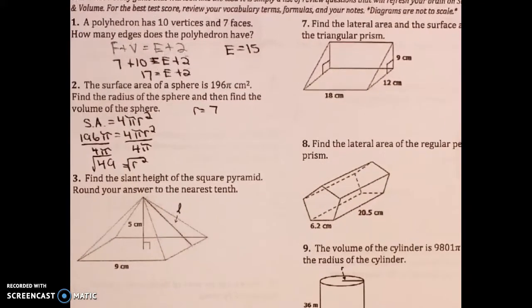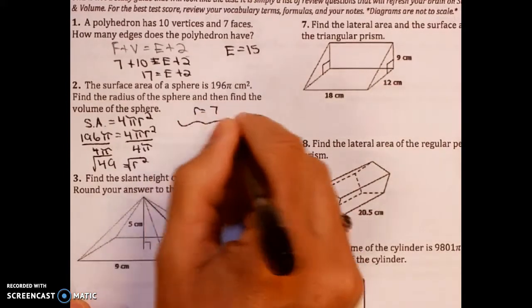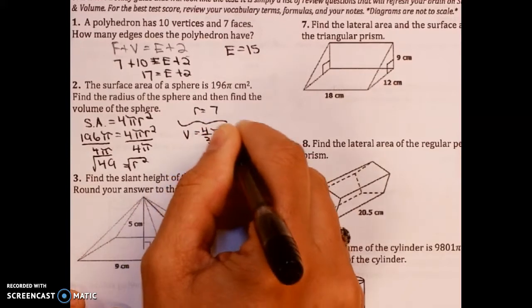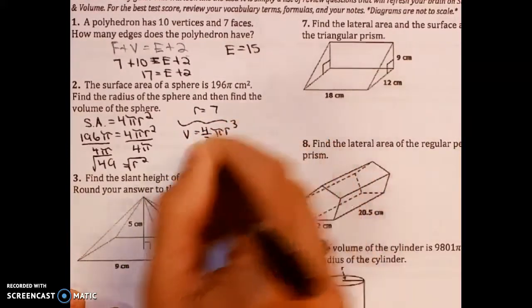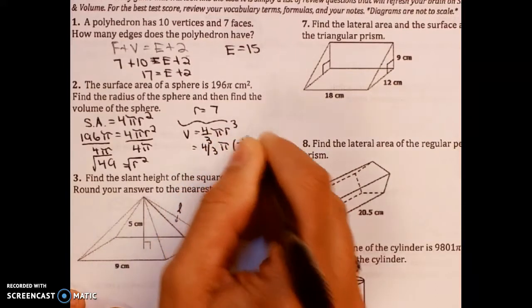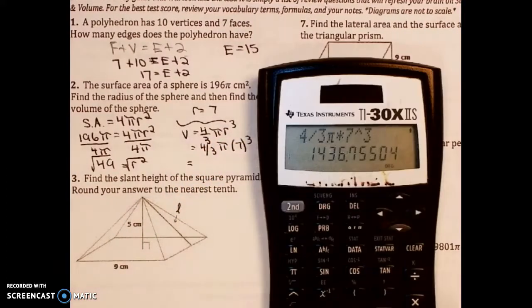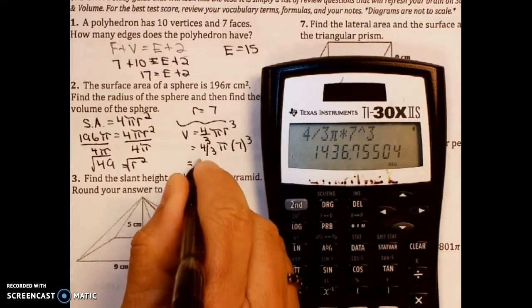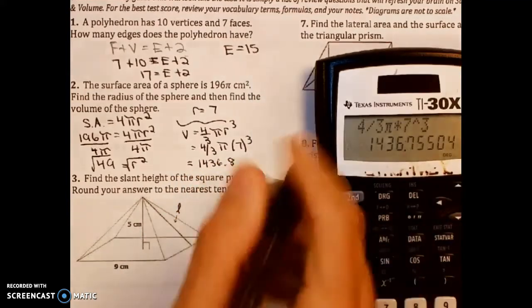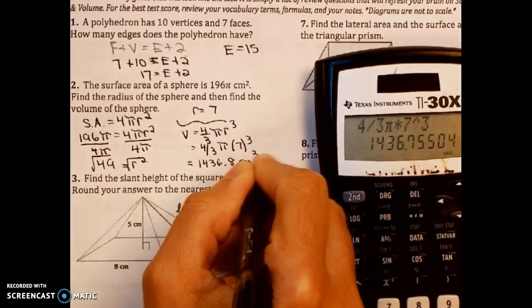So again, if you need to, look at your formula sheet. Our volume formula is 4/3 pi r cubed. So that would be 4/3 pi 7 cubed. Just showing you what I plugged into my calculator. When I take it to the nearest decimal, I get 1436.8, and that would be centimeters cubed.